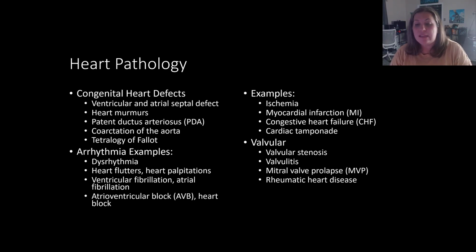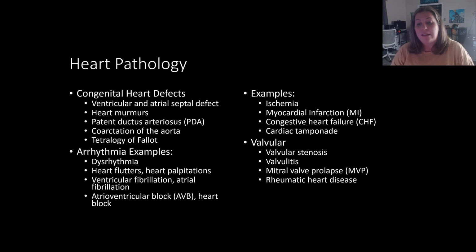Another thing we can see is ischemia. Ischemia is insufficient blood flow to an area. If we're talking about the heart, it can cause chest pain. This is also known as angina pectoris, or angina for short. This is where we're not getting enough oxygen and blood flow to the heart itself. If this continues, it could cause a myocardial infarction, an MI, which is a heart attack, to occur.